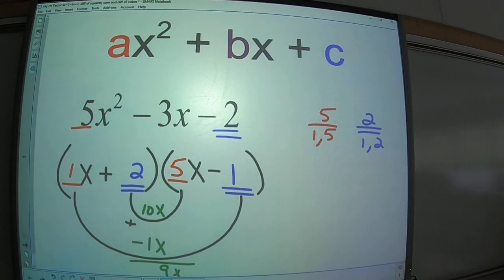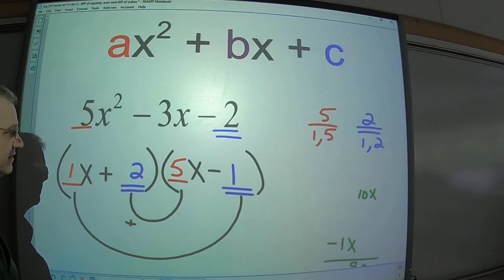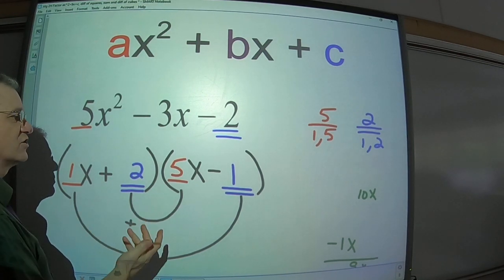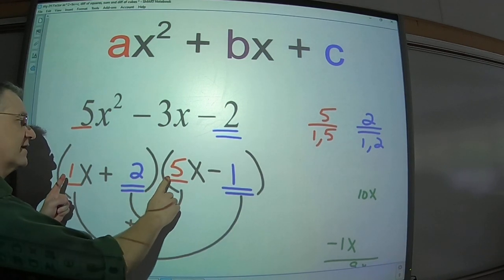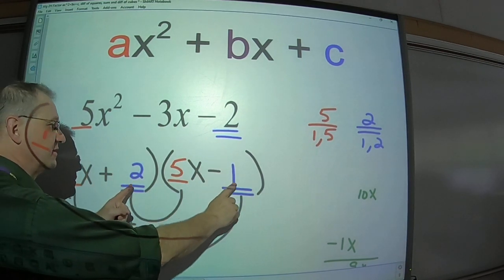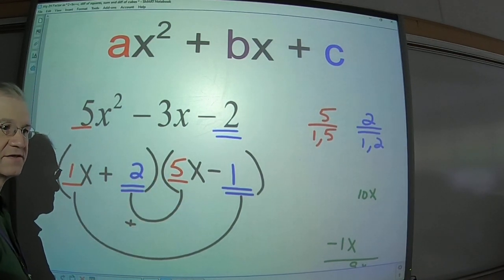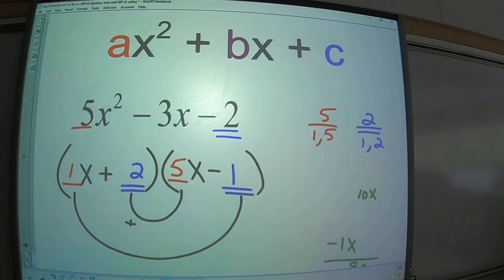All right, so I think what I'm going to do, I'll move that over there just to get it out of my way. I want to get a negative 3x. So let's just pick a pair to switch places. You have to only pick either the single with the single or the double with the double. You can't pick a single and a double and switch places, because that's going to mess up your first and last term, even if it gives you your middle term.